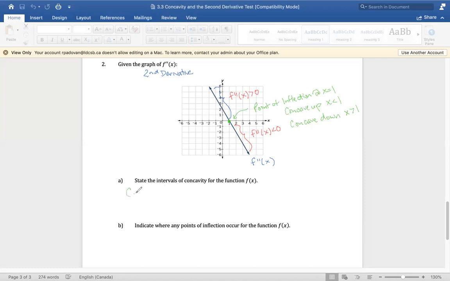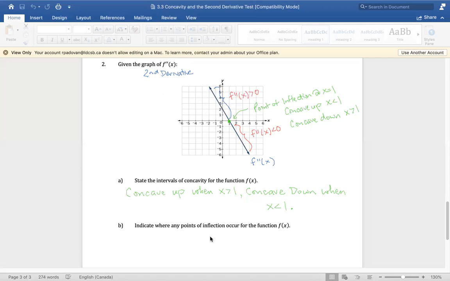So just rewrite basically what I wrote there. And you guys know when you write things out more than once and you actually talk or explain it to somebody else, that helps you confirm if you've learned it. That's the best way of learning, honestly, is to teach it to somebody else. So I'm concave up when x is greater than 1, and I'm concave down when x is less than 1. And that's really all we need to put for that.